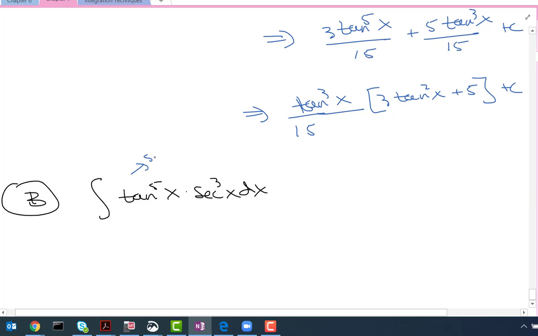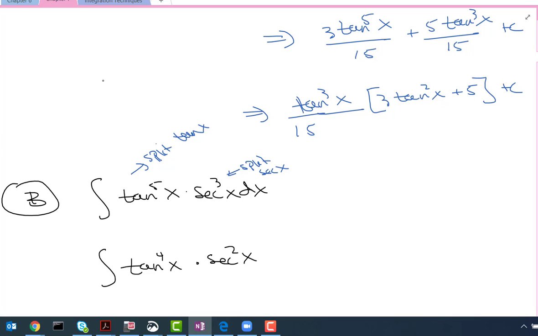So we're gonna split one tangent, and we're gonna split one secant. And you'll see why. It's kind of clever once you see it. So when I split one off, I'm left with tangent to the 4th x. Split one off, I'm left with secant square x. And the ones that I split are, I have a secant x that I split off from the secant cube, and a tangent x that I split off from the tangent to the 5th dx.